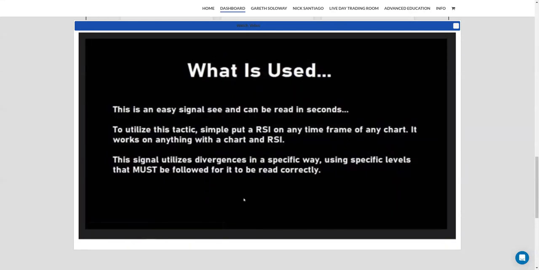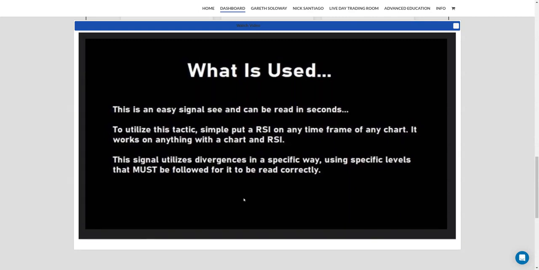All right, what is used? This is an easy signal to see and can be read in seconds. To utilize this tactic, simply put an RSI, relative strength index, on any time frame of any chart. It works on anything with a chart and an RSI. So in reality, you can trade crypto using this method. You can trade commodities, currencies, stocks, ETFs. It doesn't matter. If you can get an RSI on that chart, this tactic will alert you when to either go long or when to go short.